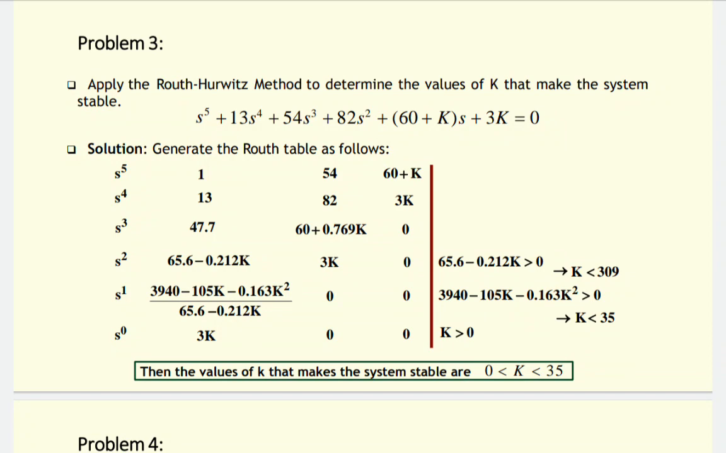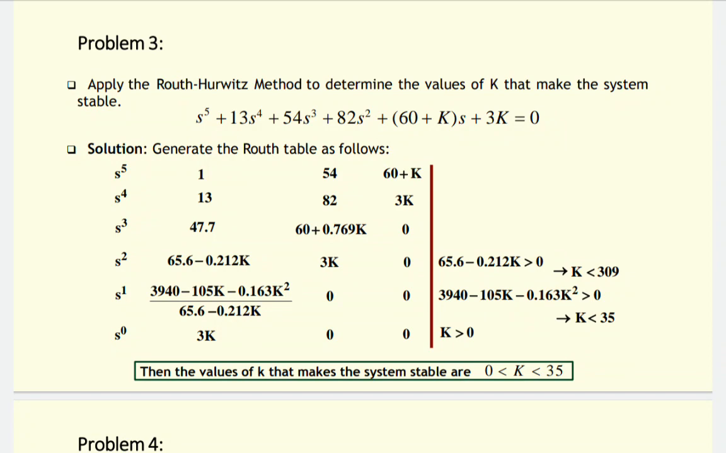So we will start one by one. 65.6 minus 0.212k must be greater than 0. That's why we can say k is less than 301. That is available on the s to the power 2 row. Now for the s to the power 1 row, if I focus on 3940 minus 105k minus 0.163k square, it should be greater than 0, that generates k should be less than 35. And for s to the power 0, that generates k should be greater than 0.